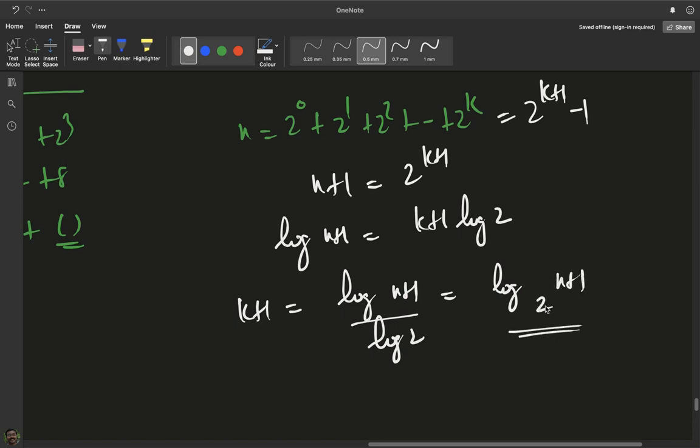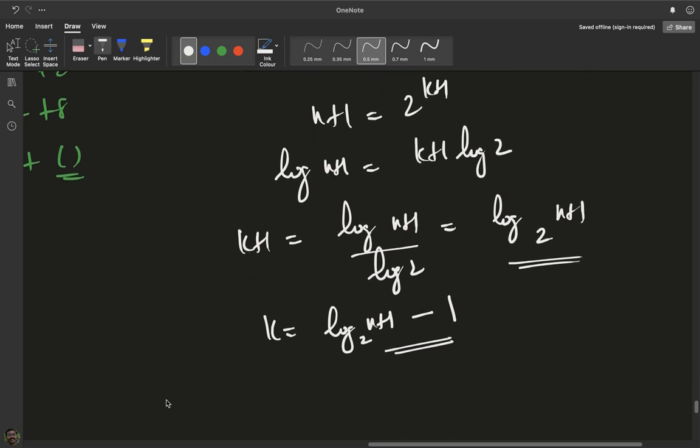So this is a simple result from logarithms. You know, log a by log b is log a to the base b. So your value of k is actually log n plus 1 to the base 2 minus 1. Okay, so that is the maximum level possible. So your k will be equal to log of n plus 1 to the base 2 minus 1. So that's the maximum level possible.